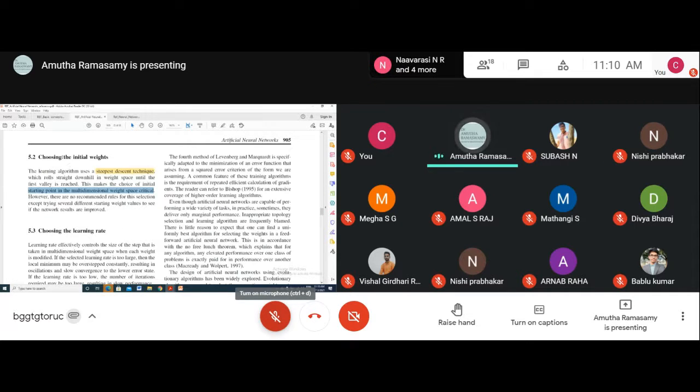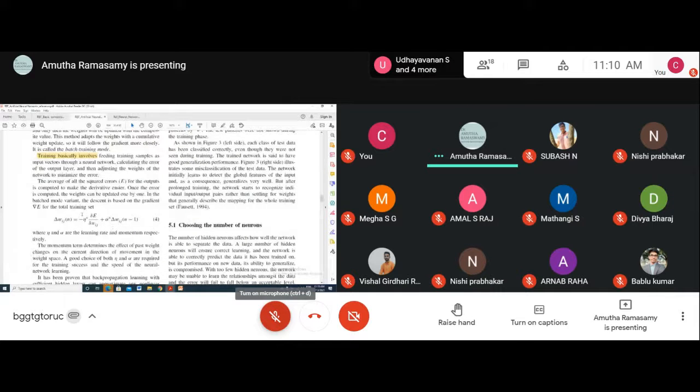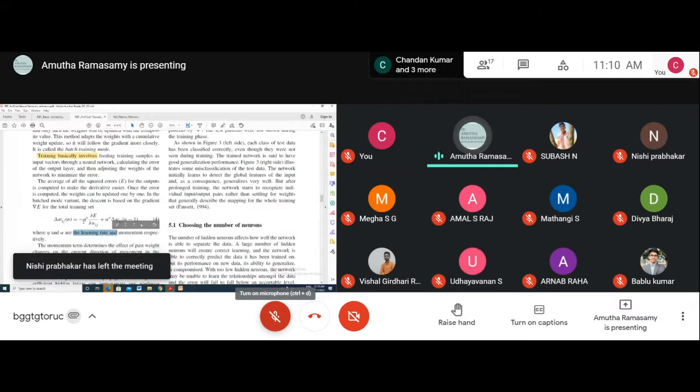One crucial parameter is setting up the weights in the neural network. Then another one is the learning rate. See, we have an equation. You have to know that eta and alpha are the learning rate. Eta is the learning rate and you have a momentum term, right? So how is the momentum coming in?